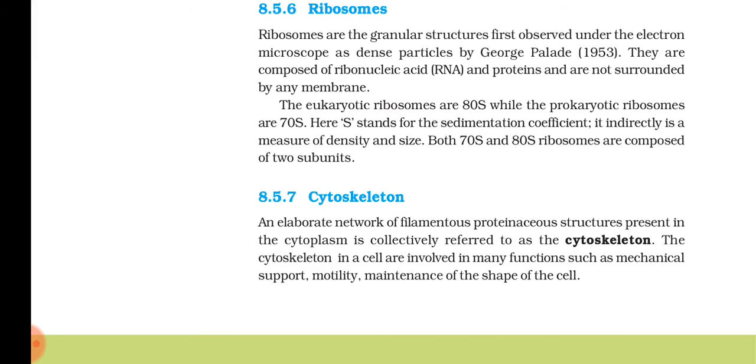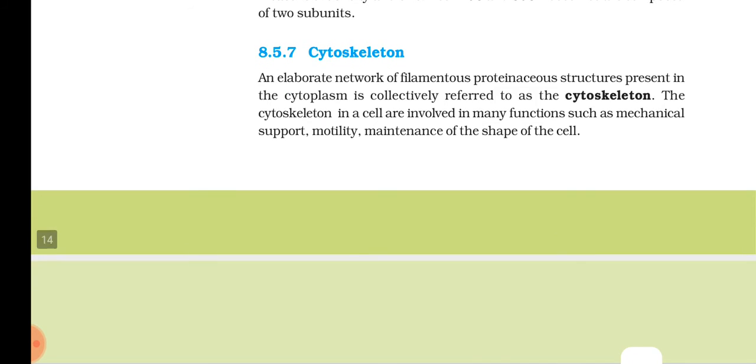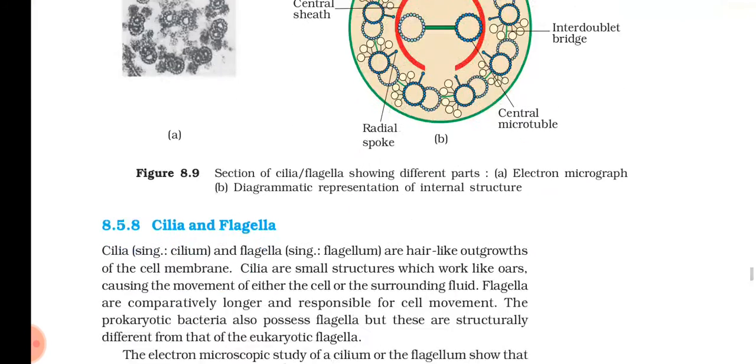So the cytoskeleton is structurally what? Proteins, and they are filamentous structures present in the cytoplasm. And the major functions of the cytoskeleton are: they help to give mechanical support, they help in motility, and they help in maintaining the shape of the cell.